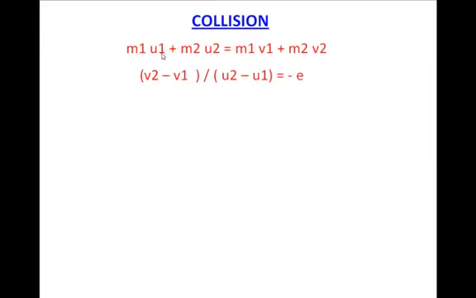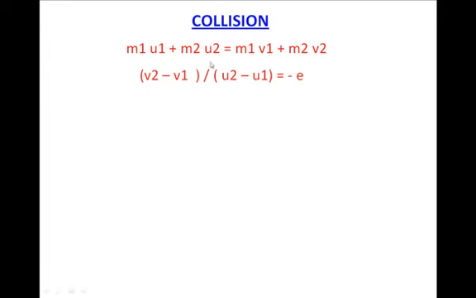So now, when it comes to collision of particles, these two are the governing equations. First is simply conservation of momentum. What it says is, the symbol u is associated with initial velocity, and the symbol v is associated with final velocity. And what this equation is saying is the sum total of initial momentum is equal to the sum total of final momentum.